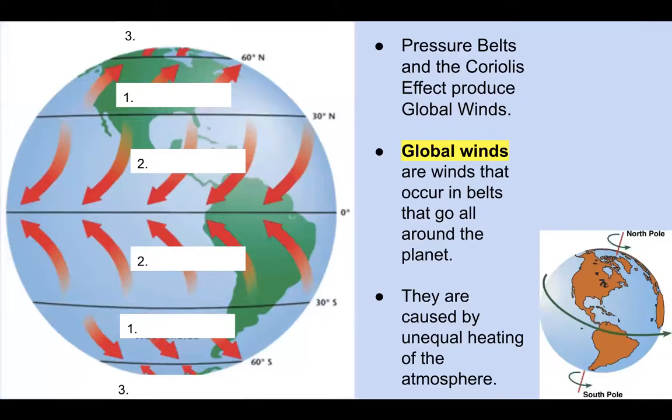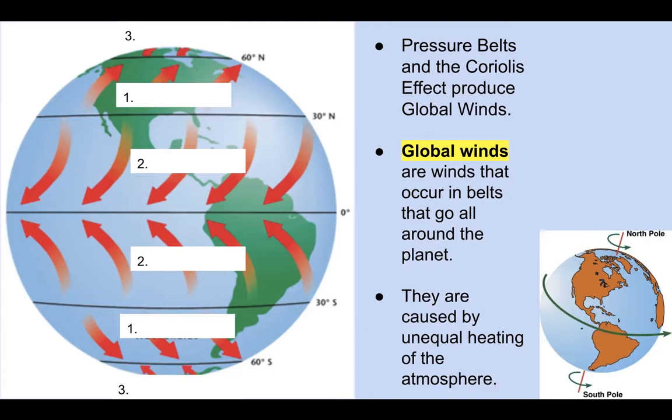Now, pressure belts and the Coriolis effect produce our global winds. Global winds are just winds that occur in belts that go all around our planet, and again, they are caused by the unequal heating of our atmosphere. Let's take a look at a diagram of some of our global winds and see if you can identify any of them. Pay attention to the arrows. What direction are these winds blowing from and what direction are they blowing to? Also pay attention to the latitudes. Hopefully you know that the 0 degrees is our equator. See if you can identify any of those global winds based upon this diagram.